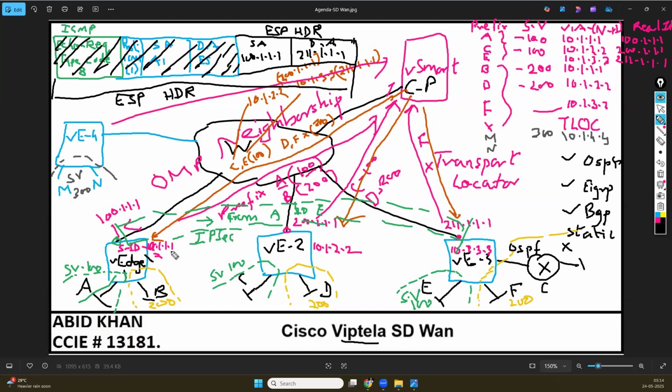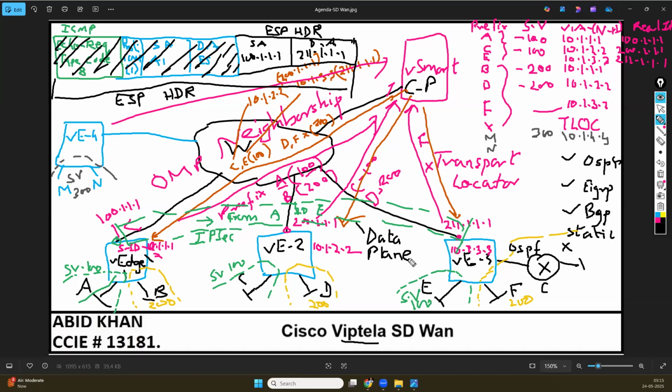But when actual traffic comes, it will not flow from vEdge 1 to vSmart and then from vSmart onward, because then it becomes suboptimal. vSmart is not basically a router. vSmart does not come in the path of the data plane. This is data plane traffic, end user traffic, the forwarding plane.